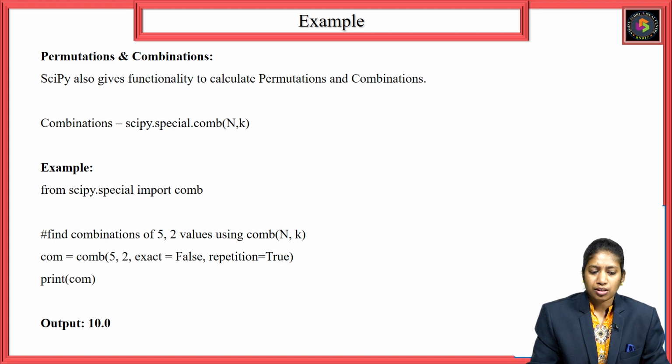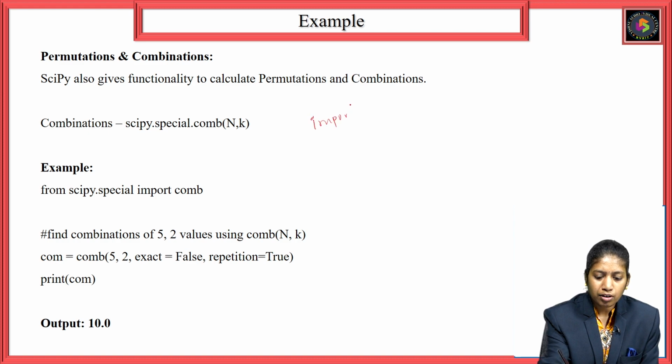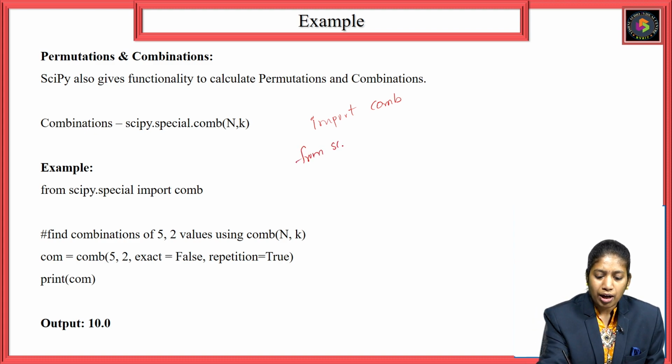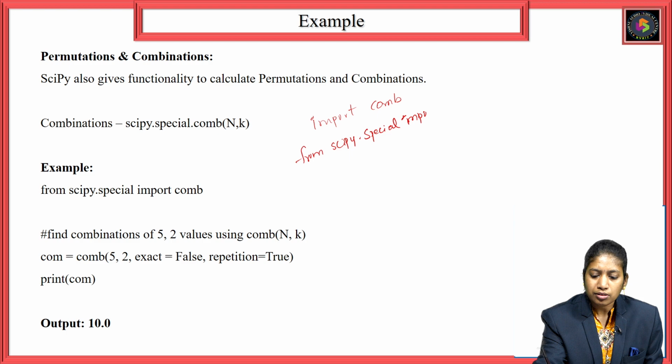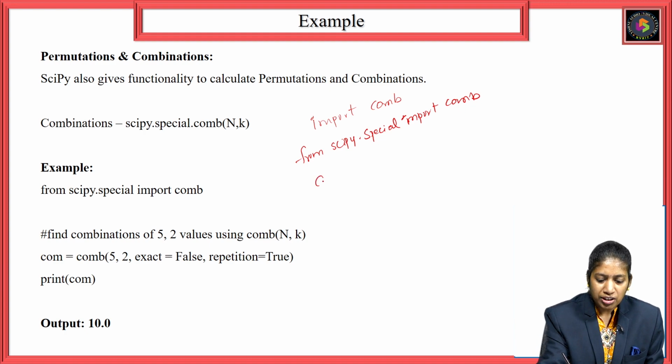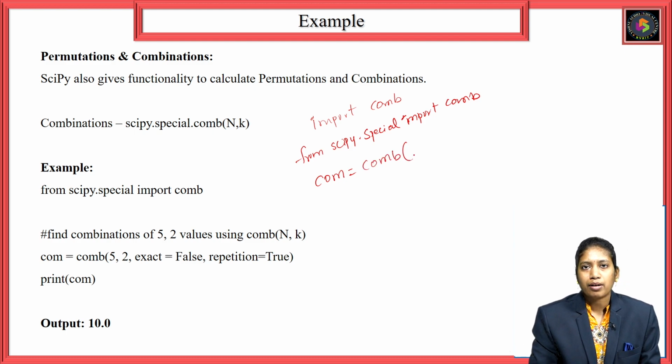Now the permutations and combinations. SciPy also gives us functionality to calculate permutations and combinations. So how to do that? We have to import the comb function for the combinations, which is available in SciPy.special. So: from SciPy.special import comb. After importing this combination function, we take one variable, call that function, and pass the arguments inside the comb function.